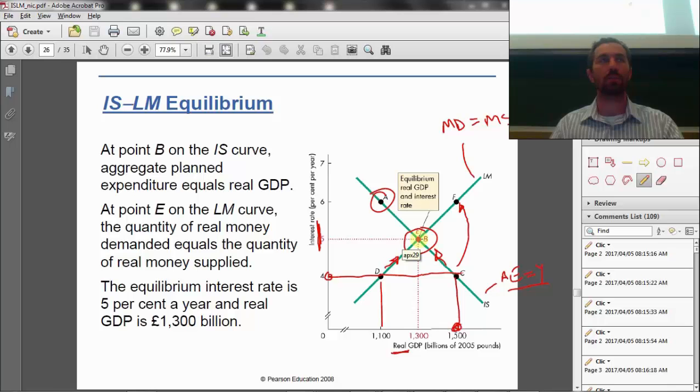We messed around with some diagrams of the money market and the aggregate expenditure model to see what happens if we are at a point like point A or F or C or D. In other words, if we're at a point of disequilibrium, how do we end up moving towards point B?